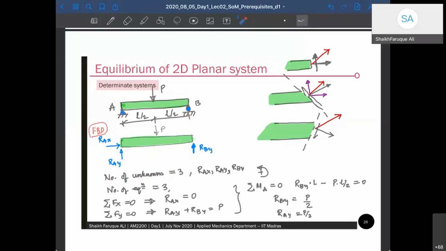Number of equations we have in a 2D frame: we have 3 equations, summation Fx equal to 0, summation Fy equal to 0, and summation of moment equal to 0. So I can use all those 3 equations. Summation of Fx equal to 0 gives me, there is only one force, so RAX should be equal to 0. Summation of Fy equal to 0: there are 2 forces along the Y direction, RAY and RBY, and there is this external force P. Therefore, RAY plus RBY minus P should be equal to 0. That brings you RAY plus RBY equal to P.